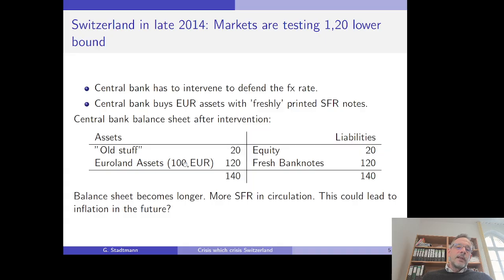And then on the left-hand side of the balance sheet, the central bank has acquired Euroland assets of the value of €100, which at this exchange rate have a value of 120 Swiss franc. So the balance sheet is becoming longer and longer because the central bank is intervening. The Swiss central bank is using the printing press to create more Swiss franc, and then is buying Euroland assets. So the Swiss franc in circulation increases.